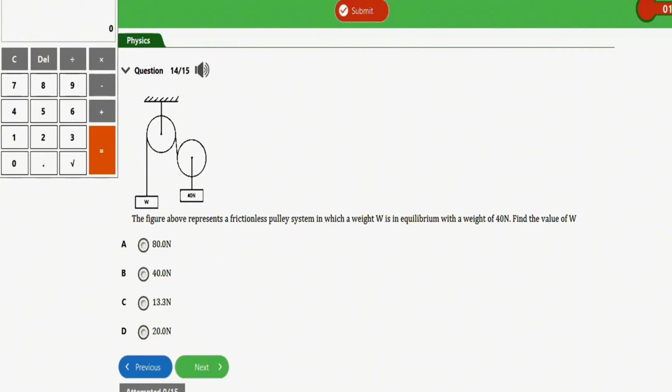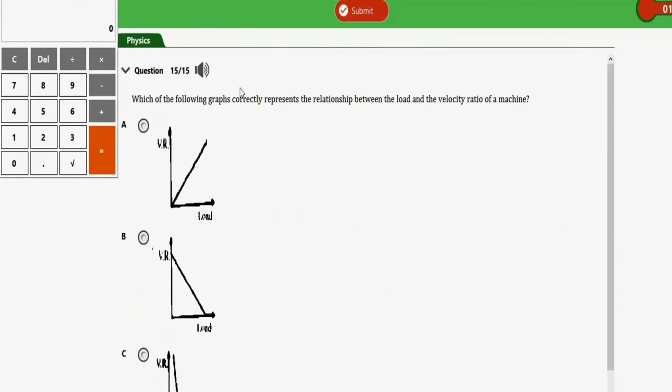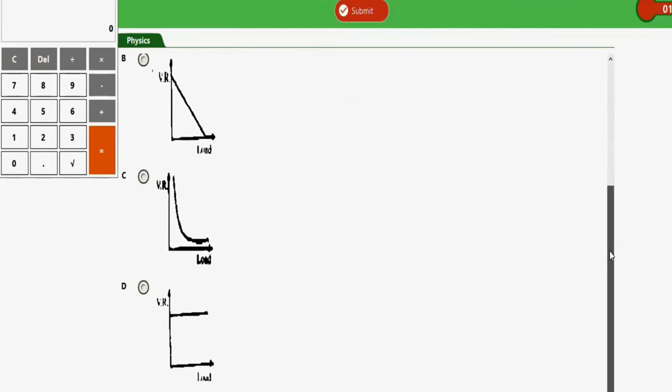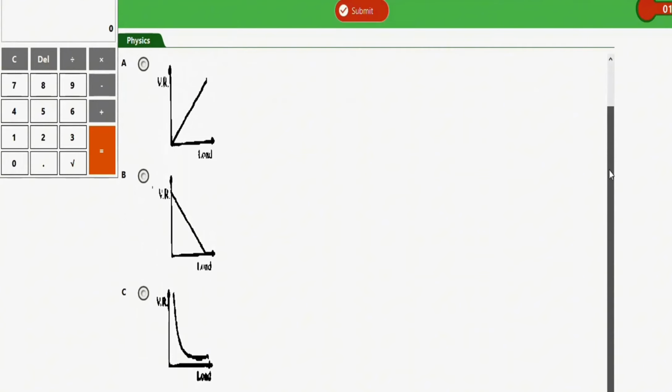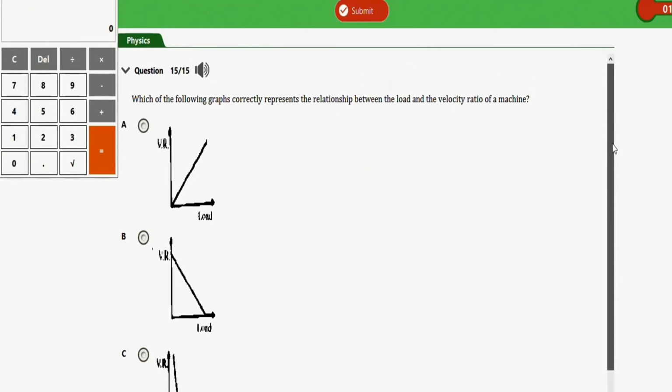The last repeated question before we call it a class is this one. It says, which of the following graphs correctly represents the relationship between the load and the velocity ratio of a machine? So for these graphs we have, the correct representation is option A. Alright, so this is a straight line graph, where the velocity ratio is plotted against the load. So that's it for this video. We dealt with 15 repeated questions under simple machines for JAMB Physics.